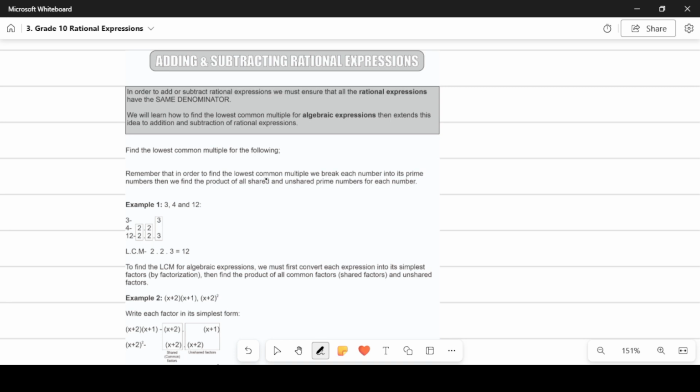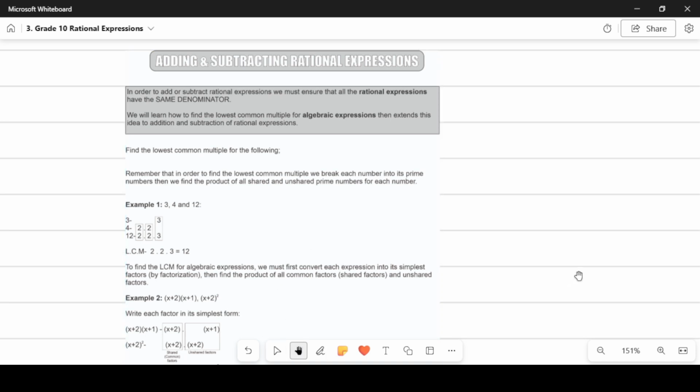Remember that in order to find the LCM, we break each number into its prime numbers, and then we find the product of all shared and unshared prime numbers for each number. Exactly as we did here. I've discussed this extensively. I'm not going back into it. But we took all of the shared prime factors, or the prime numbers, and we multiplied them together. To find the LCM for algebraic expressions, we must first convert each expression into its simplest factors. How? By factorization, which we've discussed extensively already. Then find the product of all common factors, your shared factors and unshared factors.